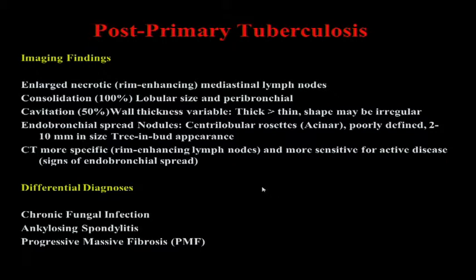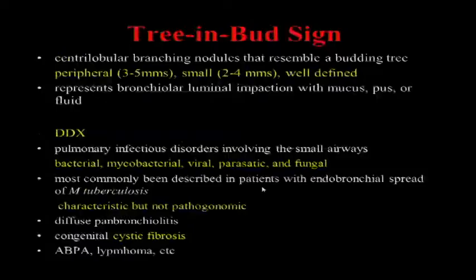What is PMF, Noor? It's associated with silicosis. Very good. Tree-in-bud sign: centrilobular branching nodules that resemble a budding tree. Peripheral, small, well-defined. Represents bronchiolar luminal impaction with mucus, pus or fluid. So it's just a finger in glove with the small airways.